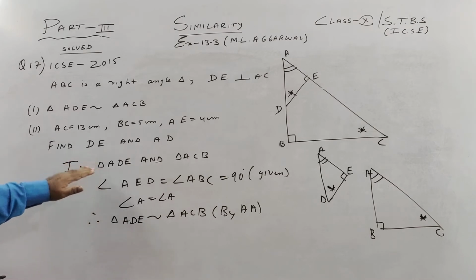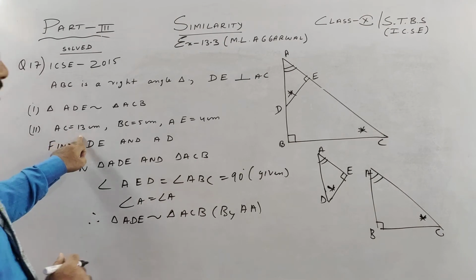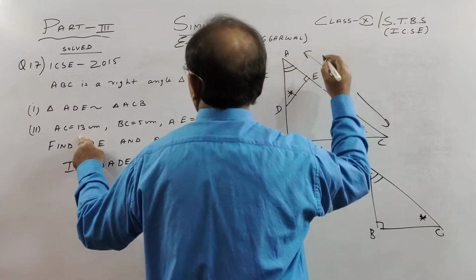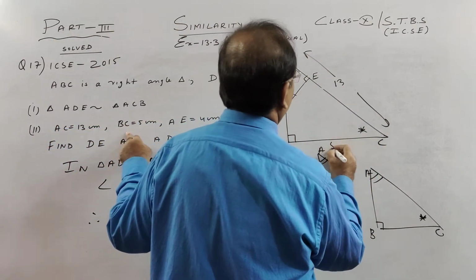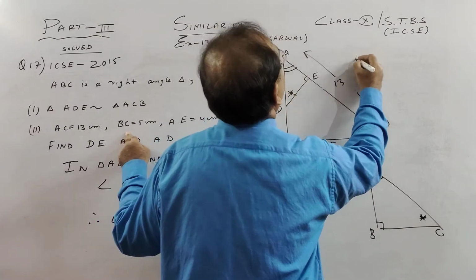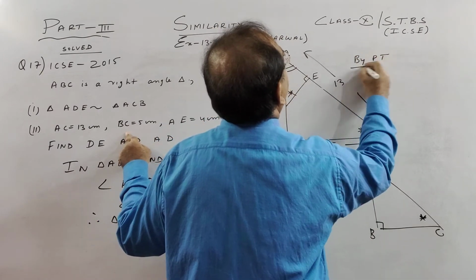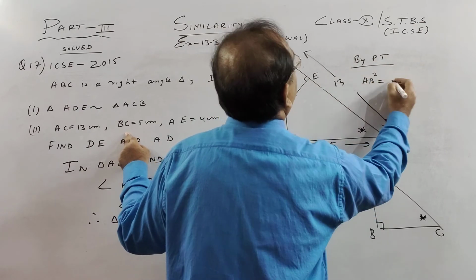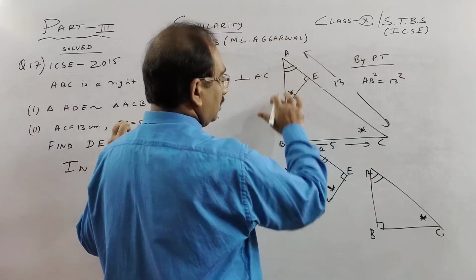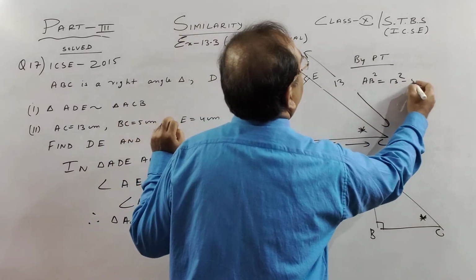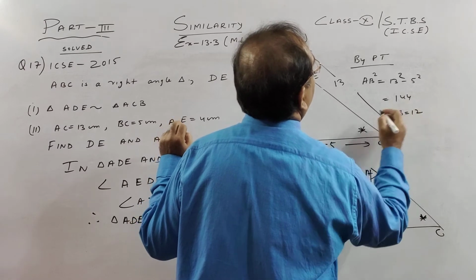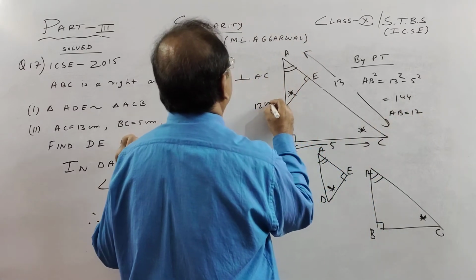So please copy this. Then we will find AC is given 13, children. AC is 13, BC is 5. So by Pythagoras theorem, I think we need AB square is 13 square. So this side, see big triangle, is 13 square minus 5 square. So this will give you 144. AB is 12. Okay, so this is 12 centimeter.